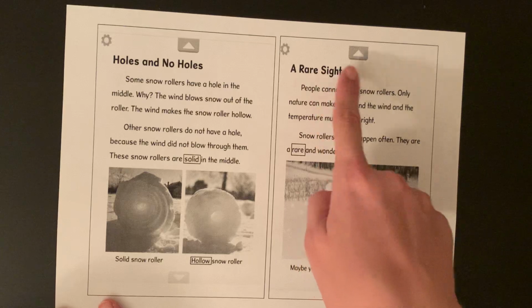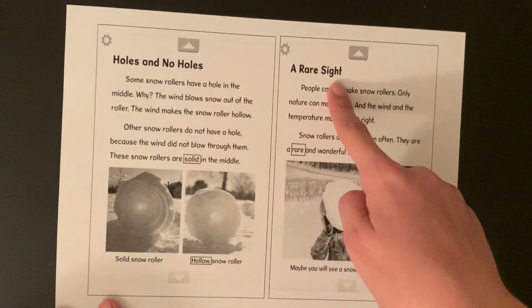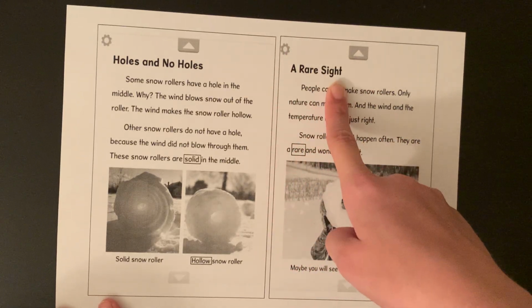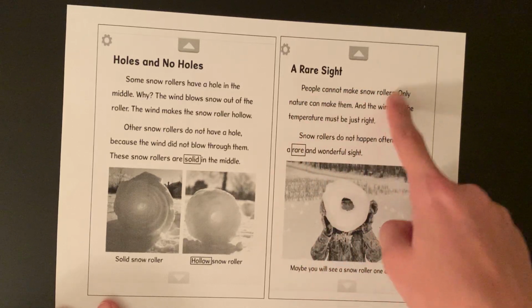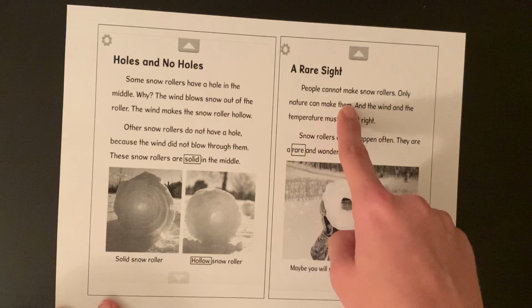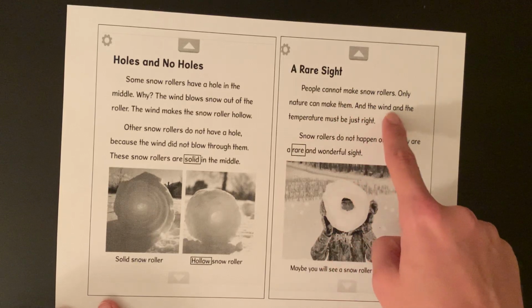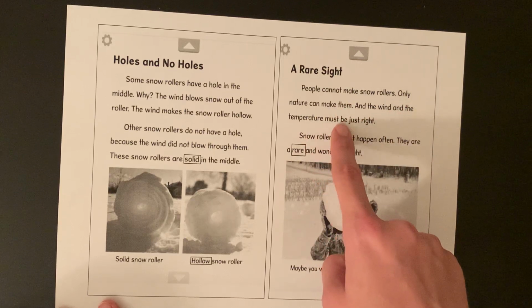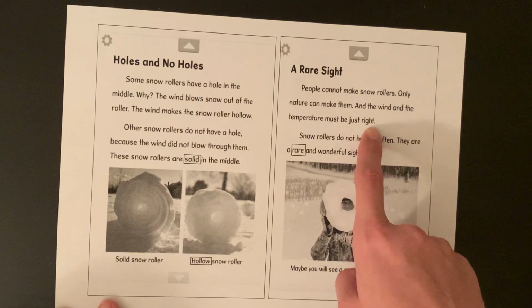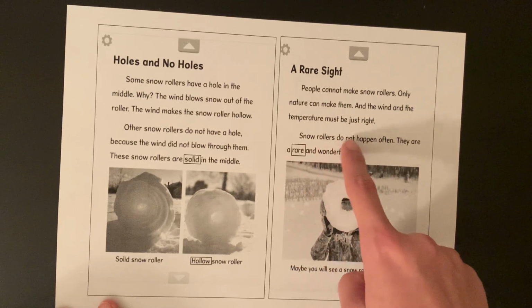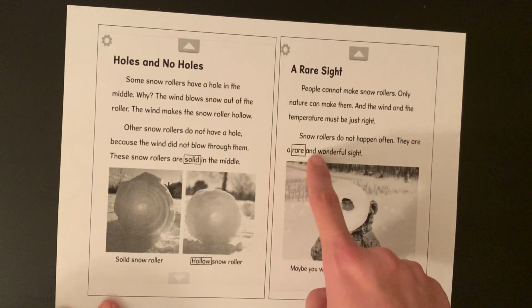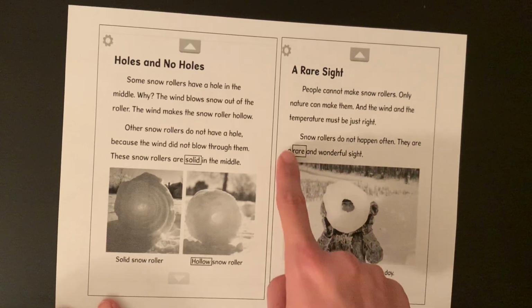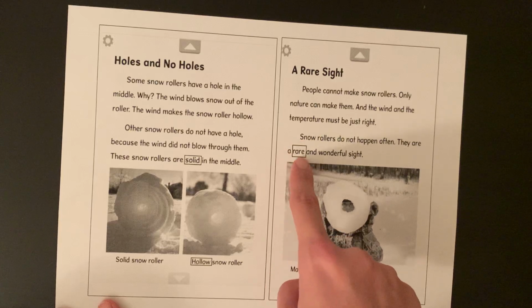A rare sight. So now we have a new heading up here. We're going to be talking about something different. People cannot make snow rollers. Only nature can make them. And the wind and the temperature must be just right. Snow rollers do not happen often. They are a rare and wonderful sight. We have another unknown word, rare.